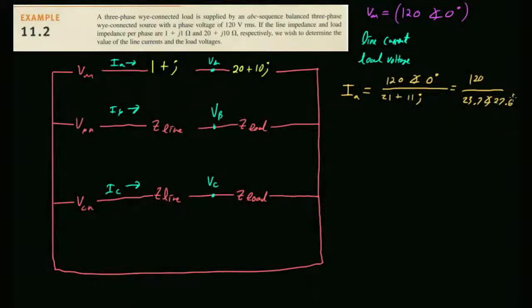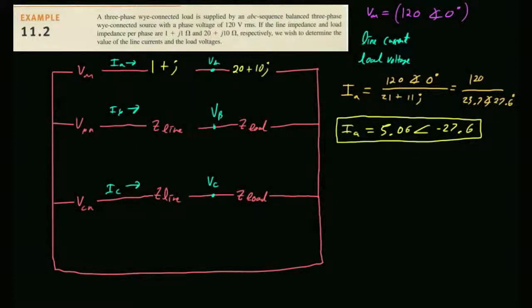All right, so you do your division. Oops, I did not need to do that. So 120, enter, 23.7, divide. So I'm getting 5.06 angle negative 27.6. All right? Easy. Okay, now, that was the current I sub A.